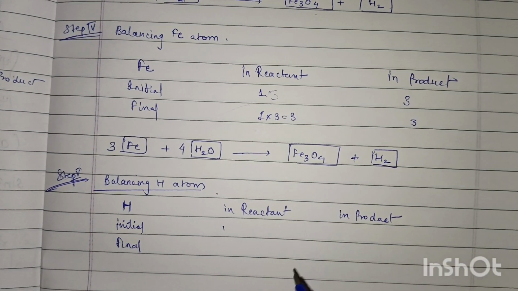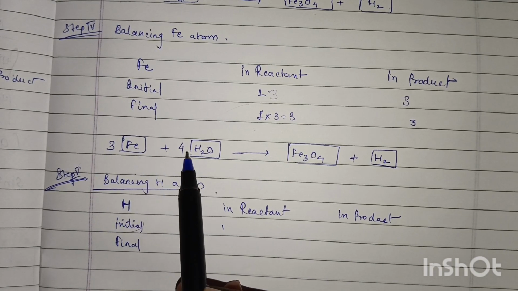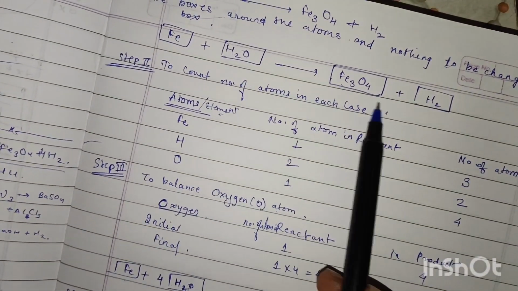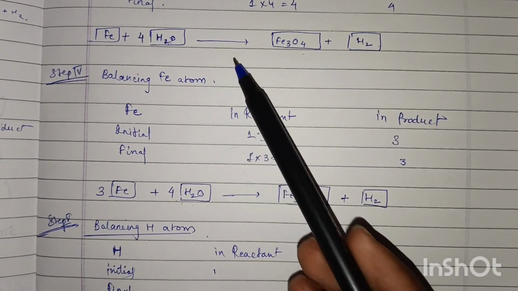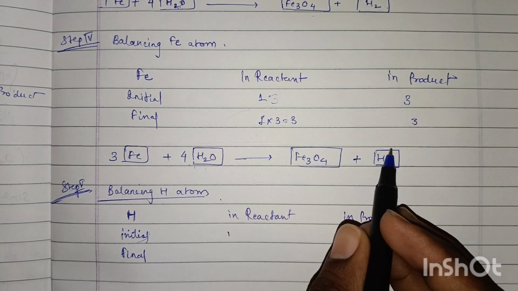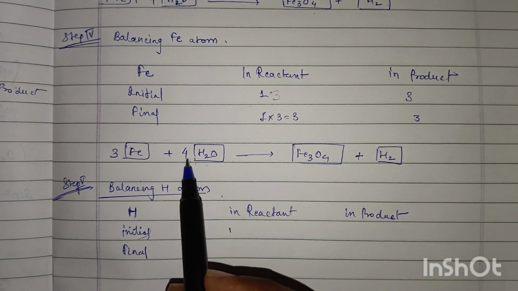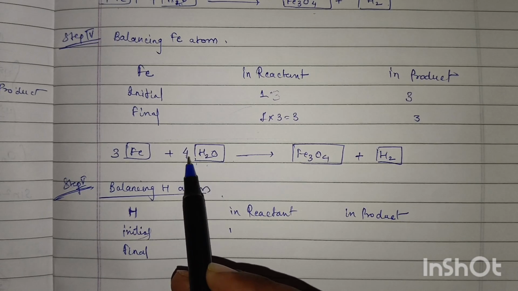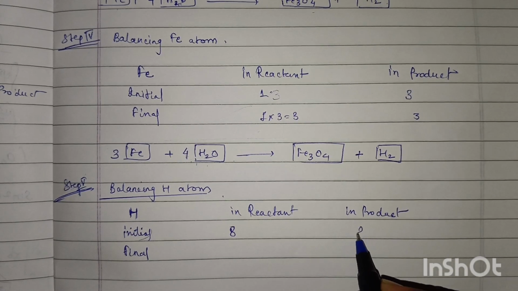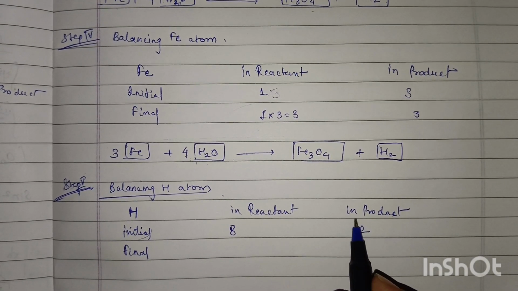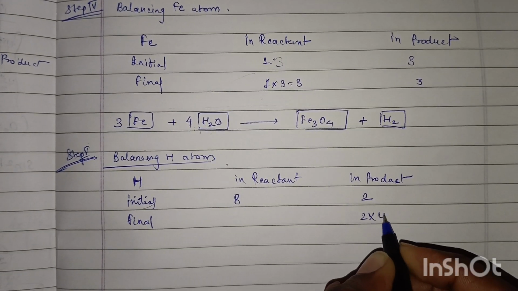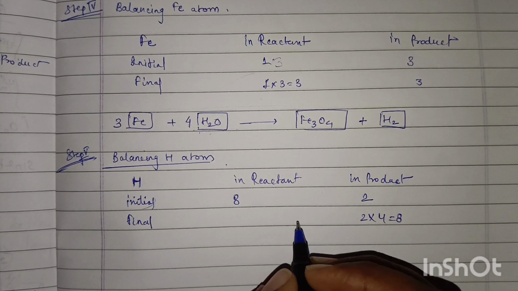Okay, so for reactant, initially how many hydrogen atoms are there here? We don't have to go to the first equation. After we balanced two atoms, we have to balance the third one, so we will take the last balanced equation. Hydrogen in reactant: 4 multiplied by 2 is 8, whereas in product it is only 2. So we just have to multiply with 4, since 2 multiplied by 4 is 8. So in product it is 2 multiplied by 4, 8, and it is 8 here.